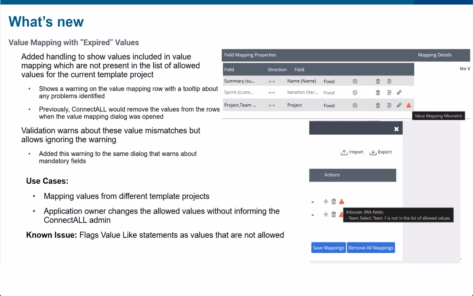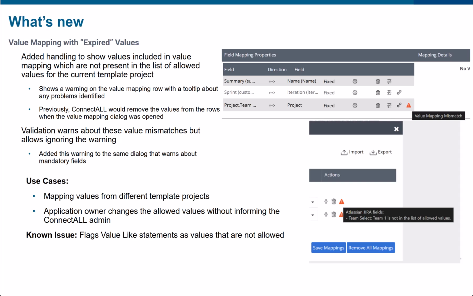Another function we added was value mapping with expired values, or we could sometimes call this value mismatch. This is handling that shows values in your value mapping, which are no longer present in the list of allowed values for the current template project. And that's kind of a complex set of requirements there. But it will show a warning. You can see that on the row saying that there's a value mapping mismatch. And then in the value mapping itself, it will show which rows are not allowed.